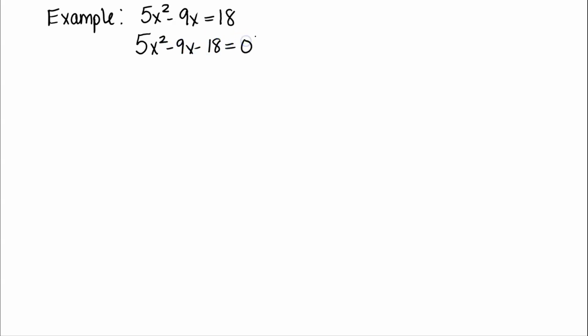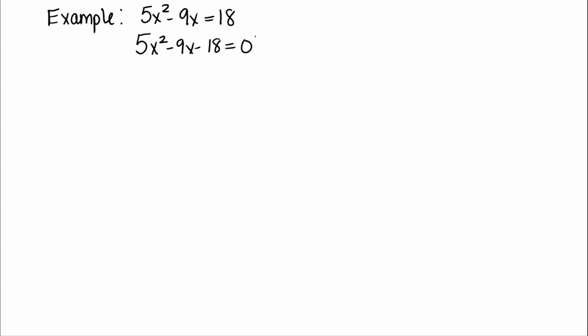So my example here that I'm going to use, 5x squared minus 9x equals 18. So again, that first thing it said was set it equal to 0, so I need to move the 18 over. So 5x squared minus 9x minus 18 equals 0.